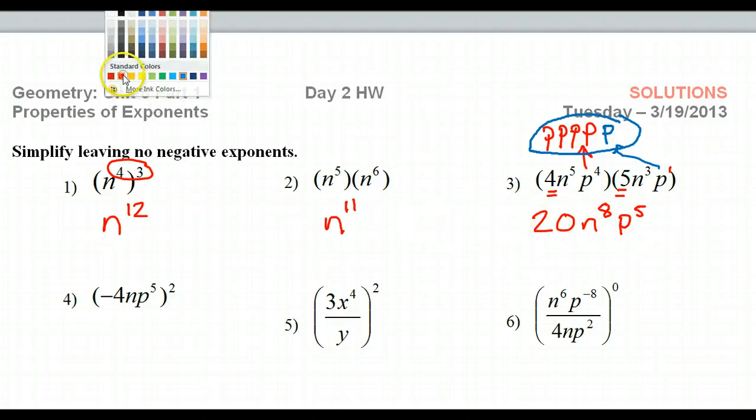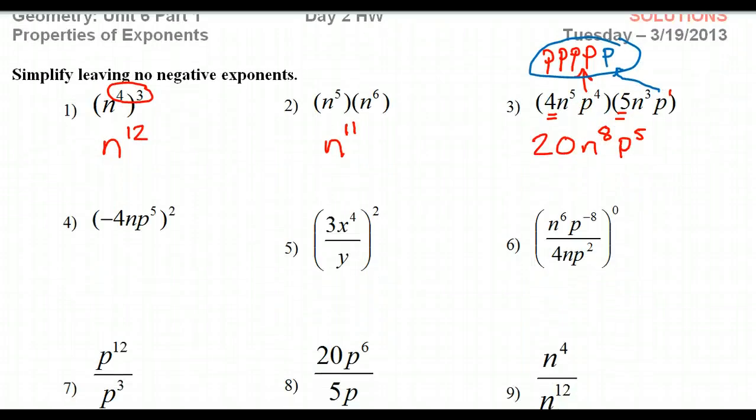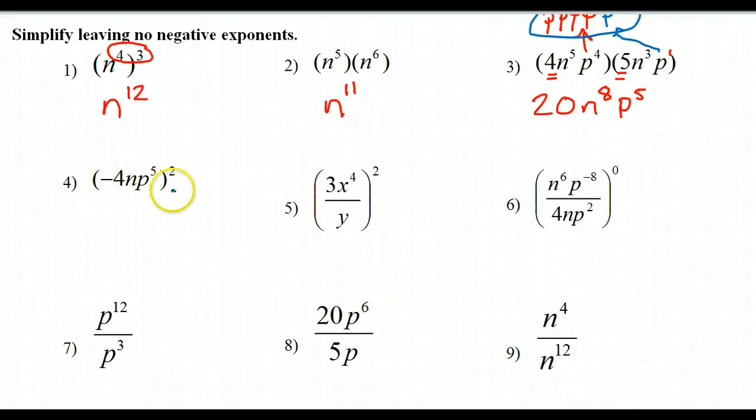So looking at number 4, watch out, you see that negative inside the parentheses and it is being squared. When you have an even power like this, whether it's 2 or 4 or 6 or whatever, a negative like this is going to change to a positive. So this is going to wind up being 16 n squared and then p to the 10th power.